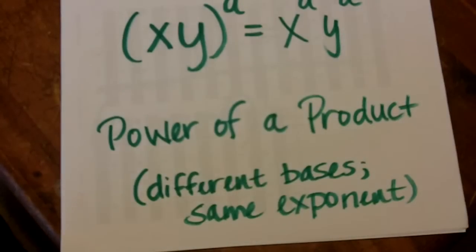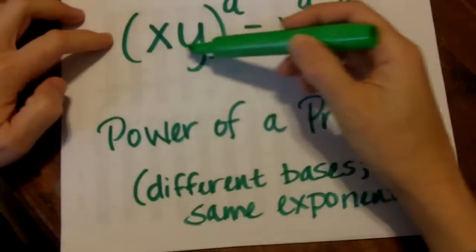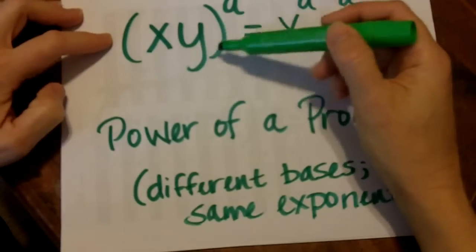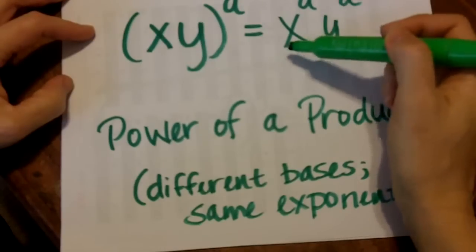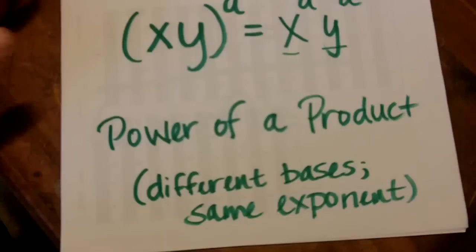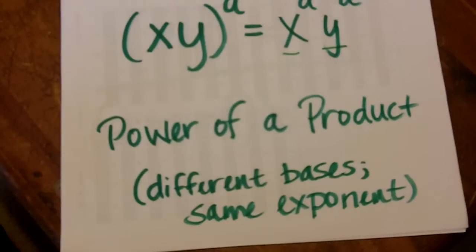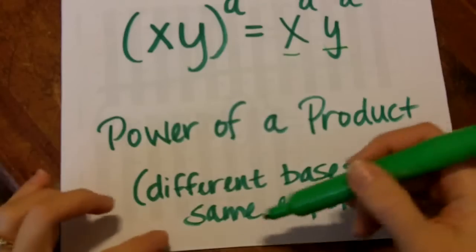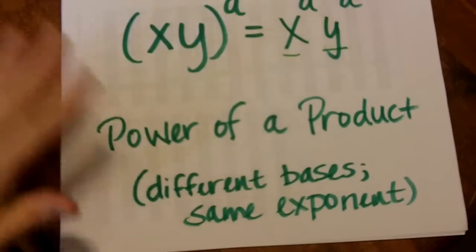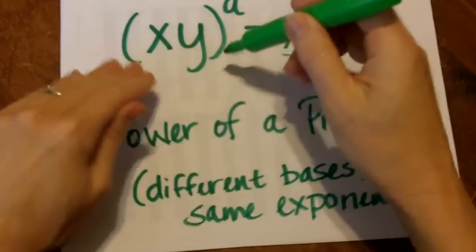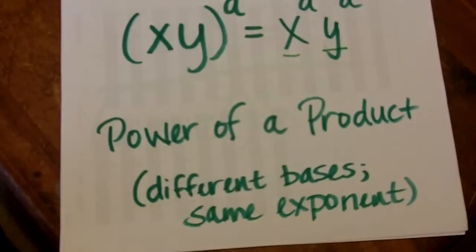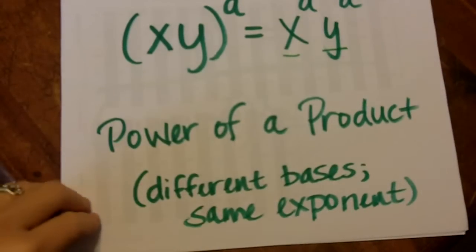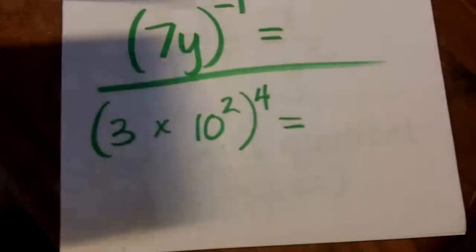The 4th law that we learned was the power of a product. And that's if we have 2 different bases inside parentheses raised to a power, then that power applies to both of these bases. And now this rule means we have different bases, but we have the same exponent. And your book is going to make you go from here to here as well as from this way to that way. So you really have to be careful to make sure you understand what is being asked of you.